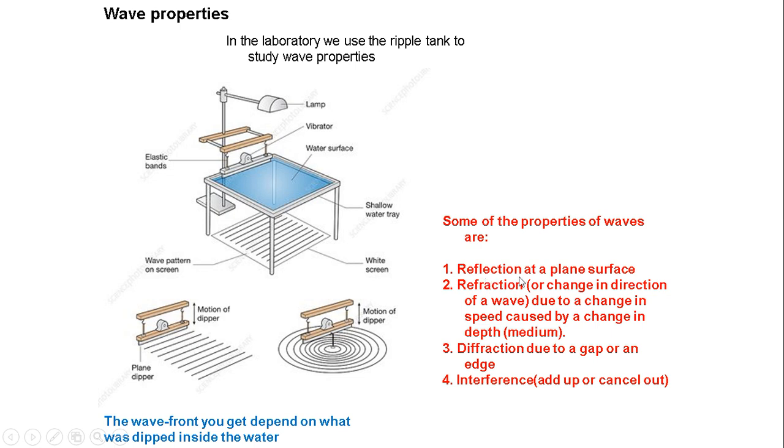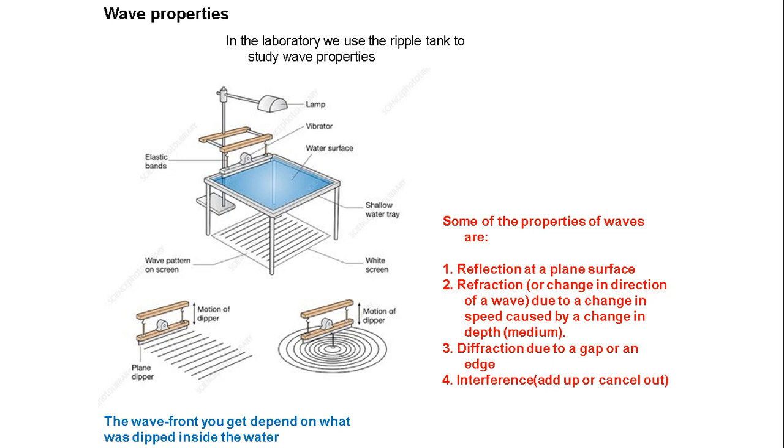Reflection. It's common to all. Another one is refraction. We'll talk about them later. Diffraction. This one is caused by a gap. When there's a gap that the wave is forced to pass through, it's going to cause diffraction. And then this is interference. Interference is simply how waves add up or cancel out.